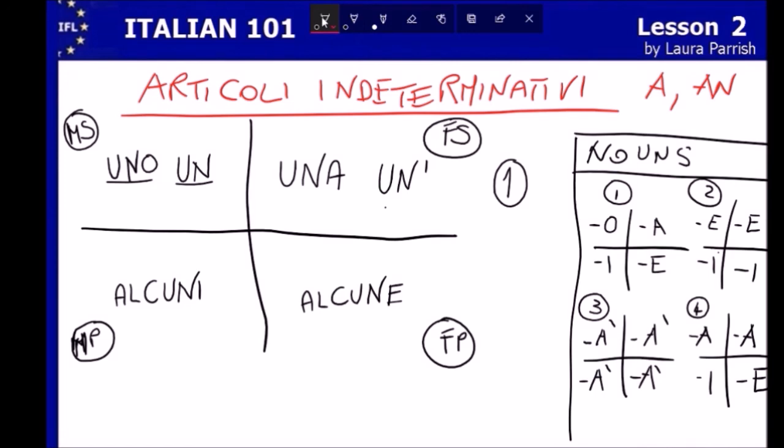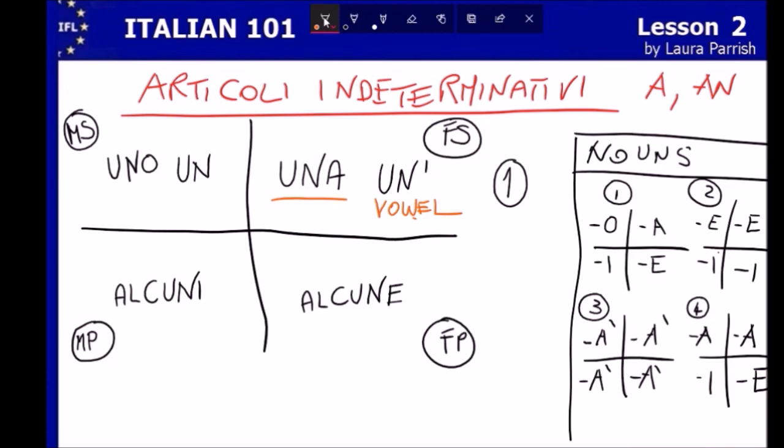Because what is the plural of uno? Of one? What is the plural of one? Two, three? One, by definition, is only singular, is one. That's the reason why it doesn't exist. It doesn't exist in English as well, just in case you didn't know. Okay, so un apostrophe is in front of feminine singular words starting with vowel. Okay? And una in front of all the feminine singular words that don't start with vowel, by exclusion.